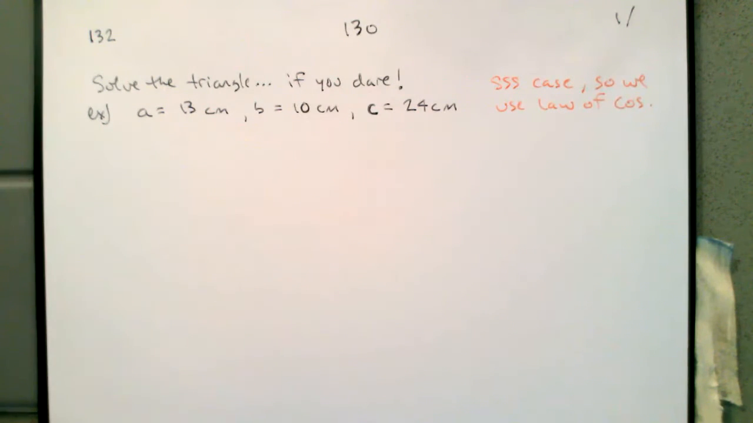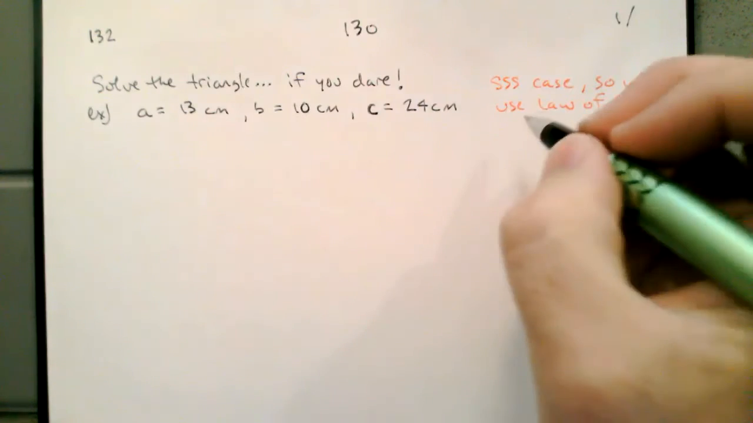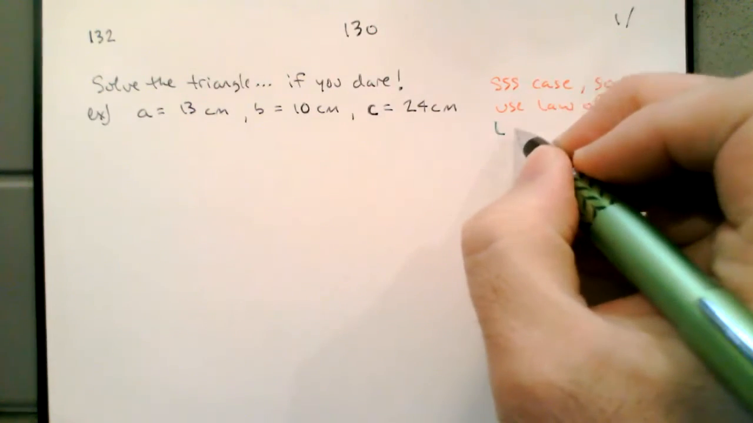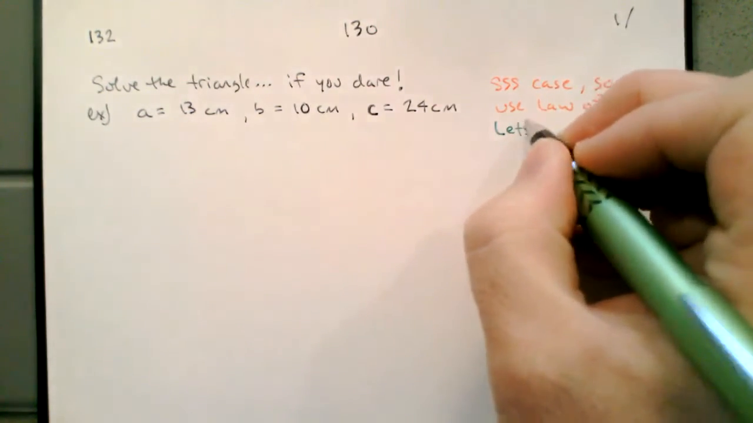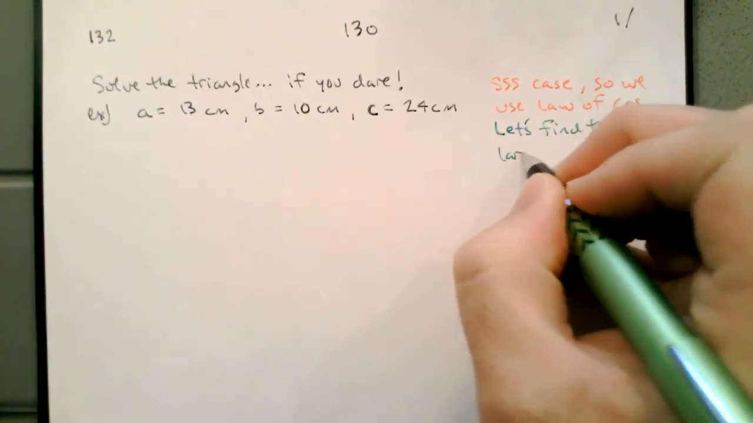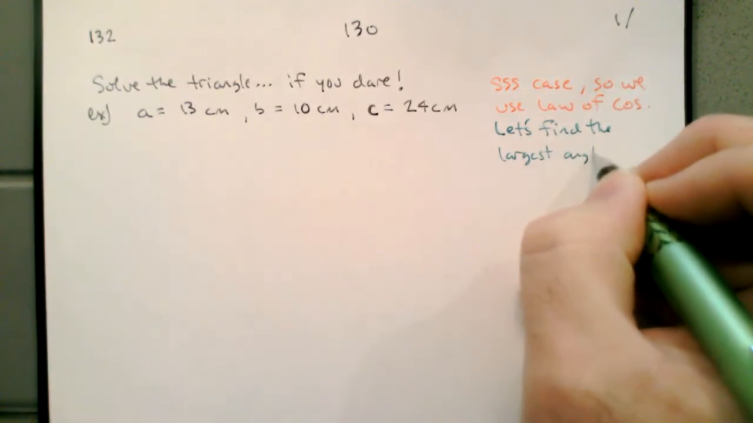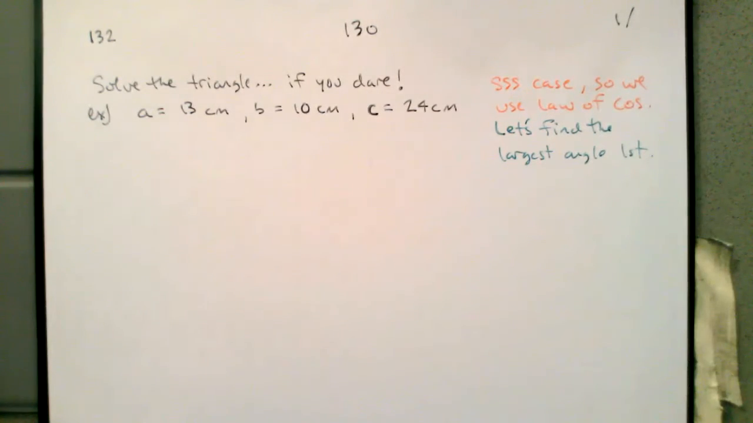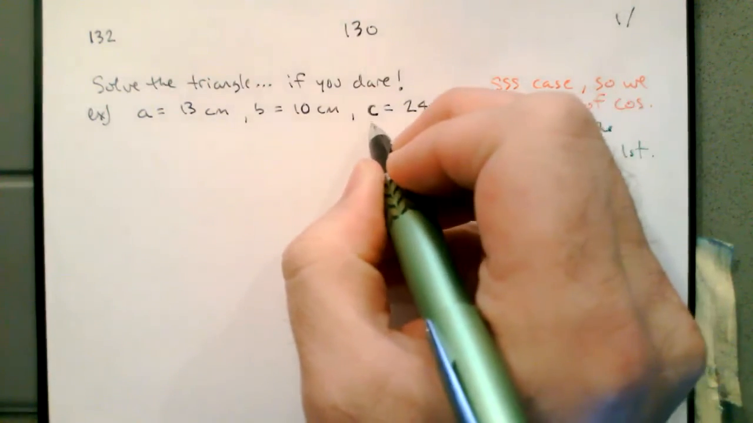So when solving triangles, if you have to pick a place to start, go for the biggest one first. I don't know, it's like prison rules. Just go for the biggest angle or the biggest side first. Let's find the biggest angle first, as our usual strategy. So we're going to find gamma first.